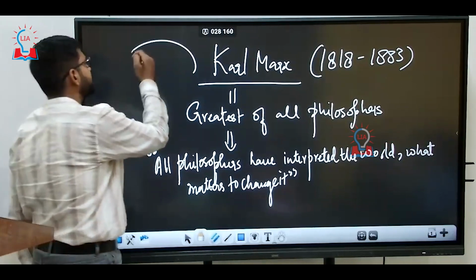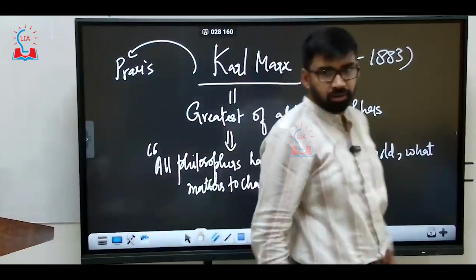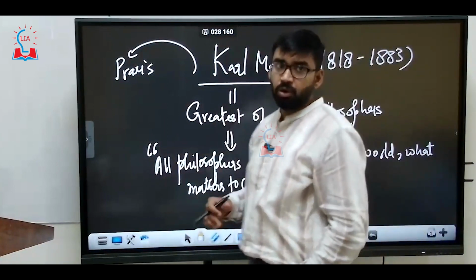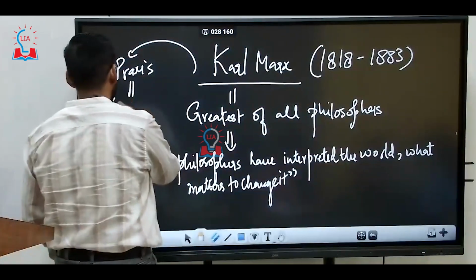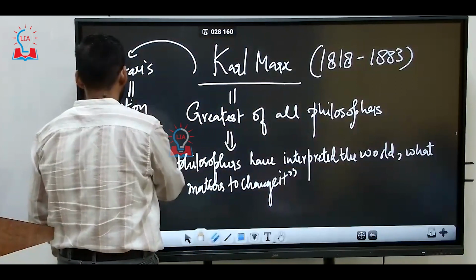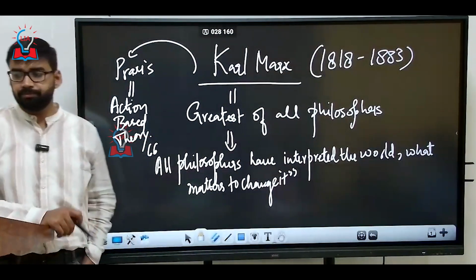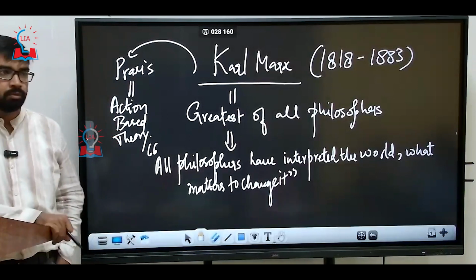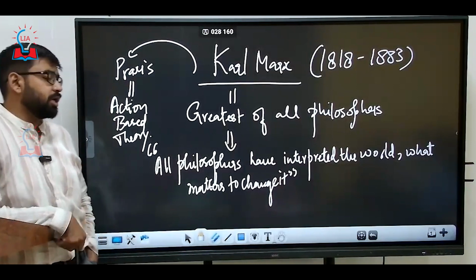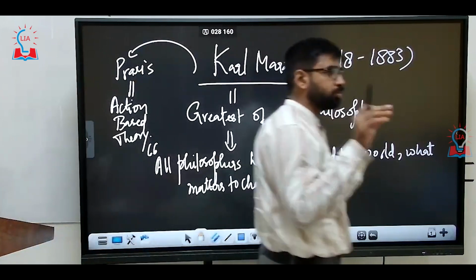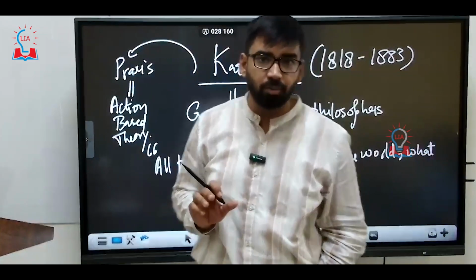He calls his theory praxis. Praxis means practical theory. He calls his theory action-based theory, or theory that leads to action. That is called praxis, action-based theory. So he says that his theory is praxis, that means action-based theory. That means whatever we should do, that should be based on proper understanding. When we have proper understanding, then we can formulate good policies.